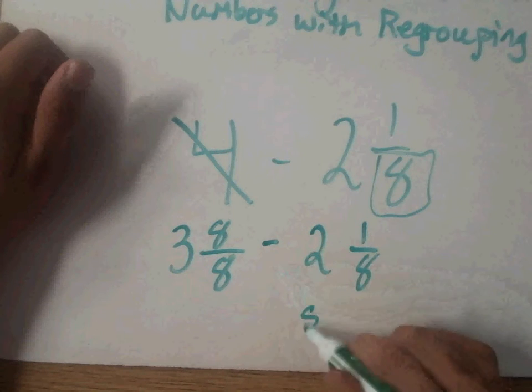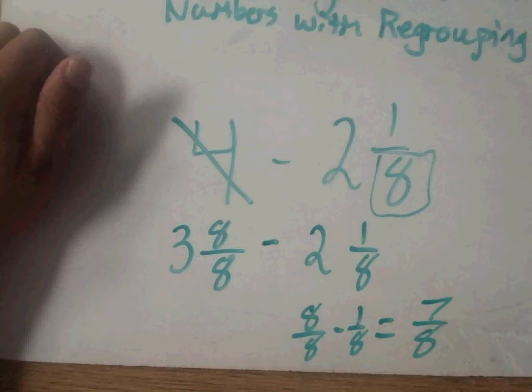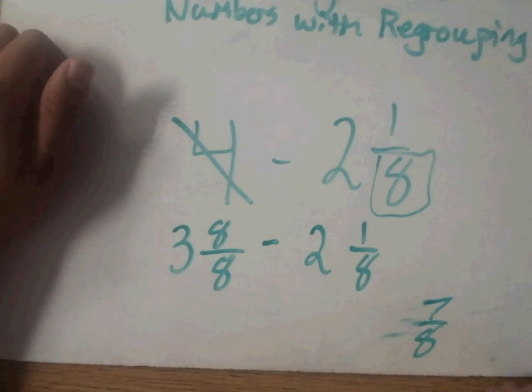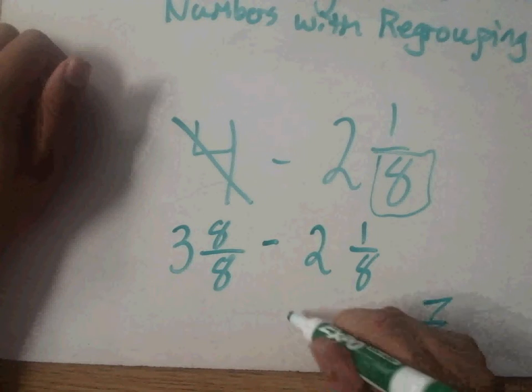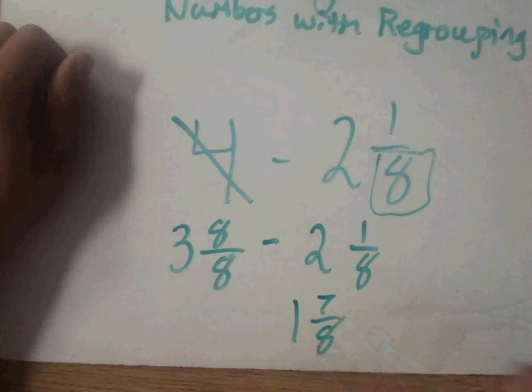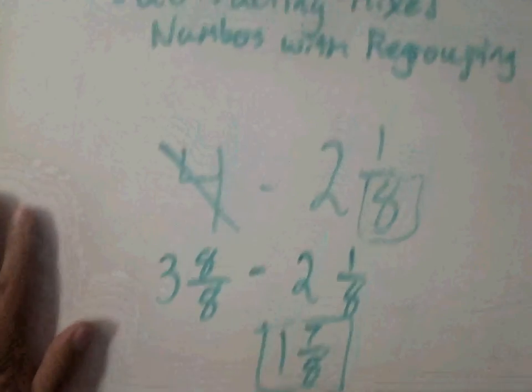We start with our fractions. 8 over 8 minus 1 over 8 gets us 7/8. And then we subtract our whole numbers. 3 minus 2 is going to be 1. And then I'm going to bring that 7/8 right over here for an answer of 1 and 7/8.